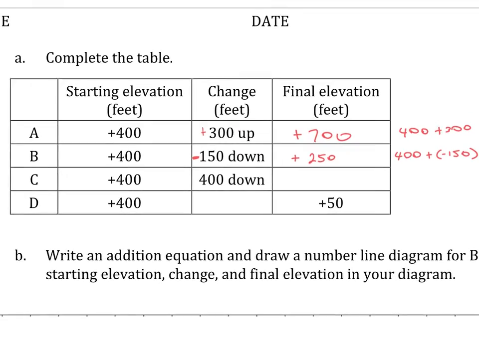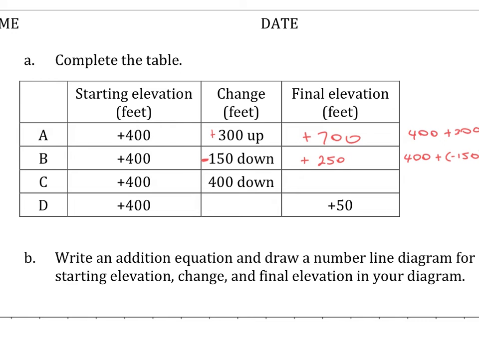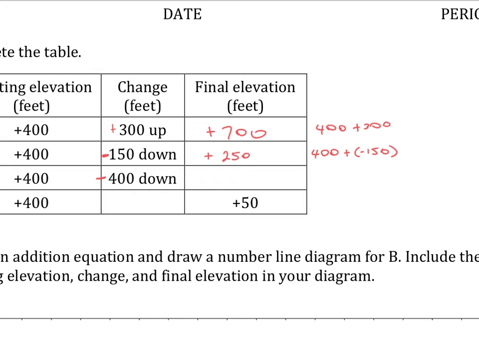The next one says she was at positive 400 and then she goes down 400. So again, that's a negative 400. So my addition problem is 400 plus negative 400. And right off the bat, hopefully you guys have noticed these are opposites. And the other day, we learned that whenever you add opposites, it equals 0. So she is now at 0 feet as far as above or below sea level.